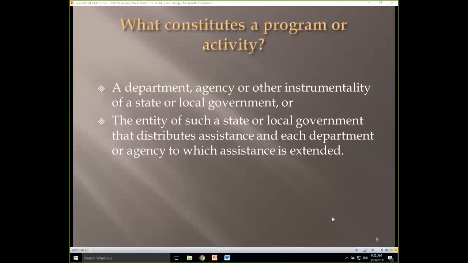What constitutes a program or activity? A department, agency, or other instrumentality of a state or local government, or the entity of such a state or local government which distributes assistance in each department or agency to which assistance is extended.